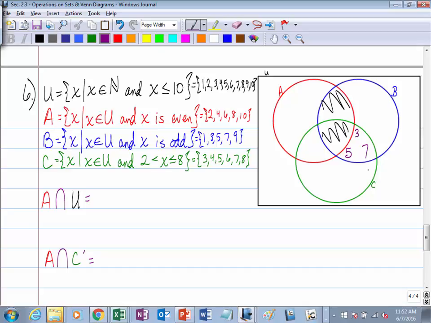3, 5, and 7 go right there. And then between A and C, you would have 4, 6, and 8. All right, so what else would we fill in for just what's in A but not anything else? 2 and 10 go here, and then 1 and 9 go here, and then anything here? No, nothing's there. And then I think that's it.